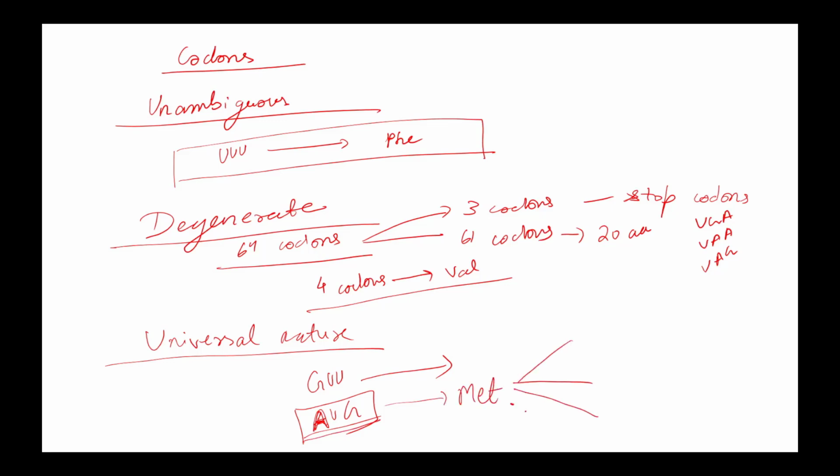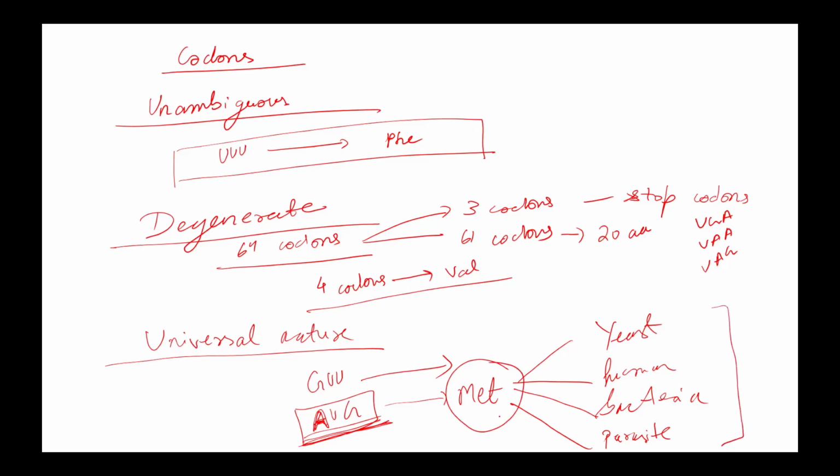Whether it is yeast, human, bacteria or any parasite, even though different organisms are there, if the codon AUG is there, it will code for methionine only, not anything else. In all the systems, AUG codes for methionine only. Similarly, if GUU is there, in all the systems, GUU will code for valine only. So that is the universal nature of the codon.